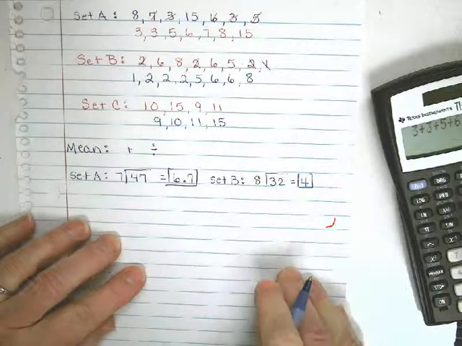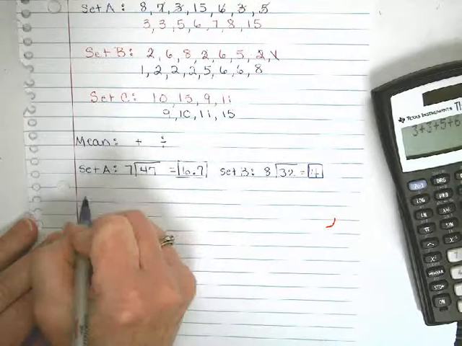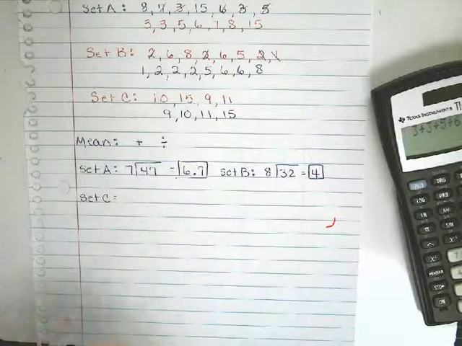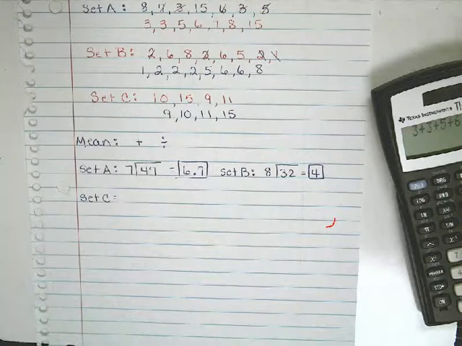Okay, let's do set C. Do it on your own. This time I'm not going to ask for the sum. You write it down, you check to make sure that you've added things correctly. Rounding it to the nearest tenth. We'll just agree to do that until I tell you otherwise.